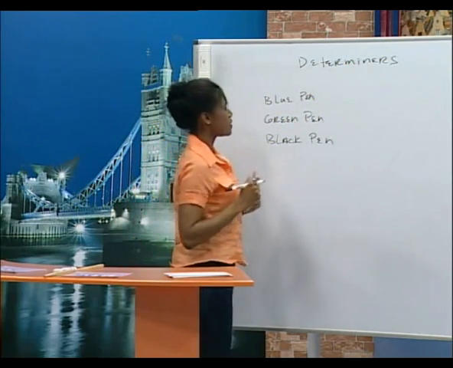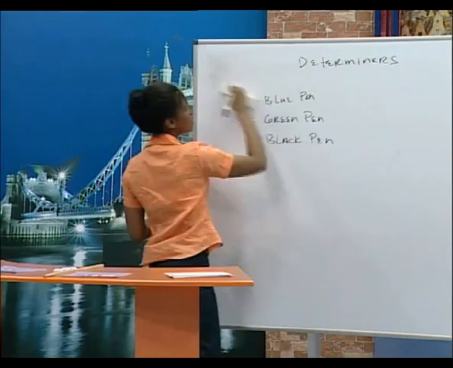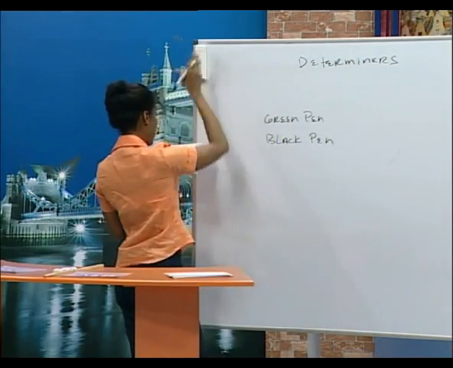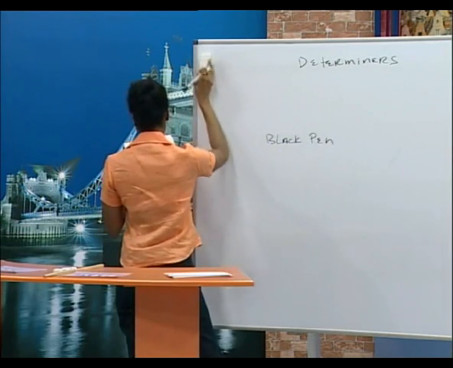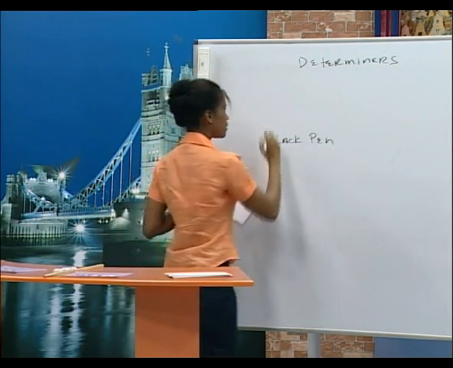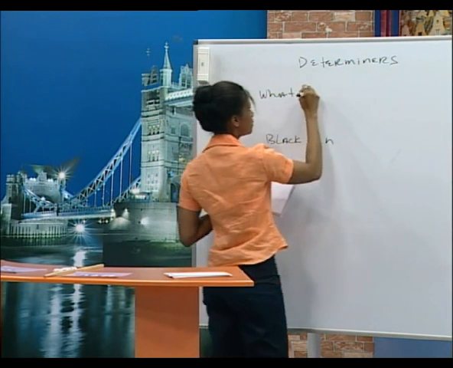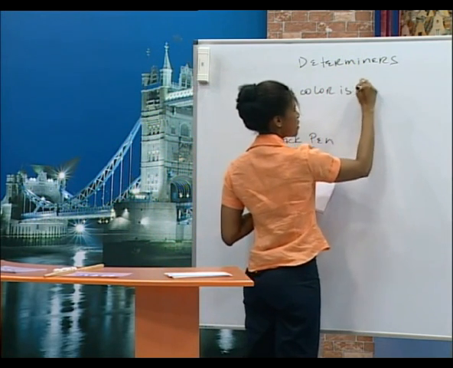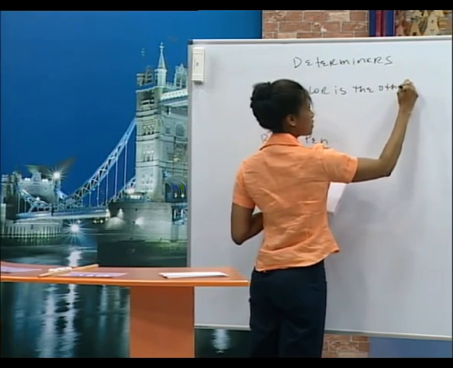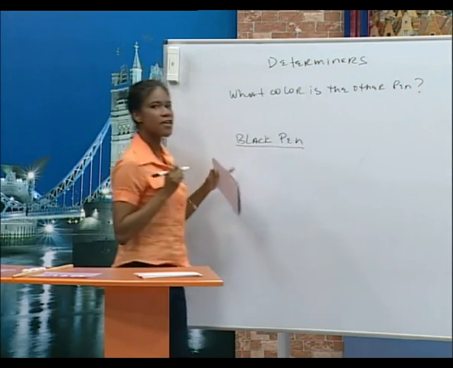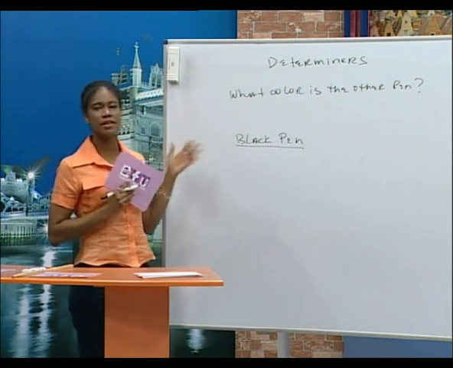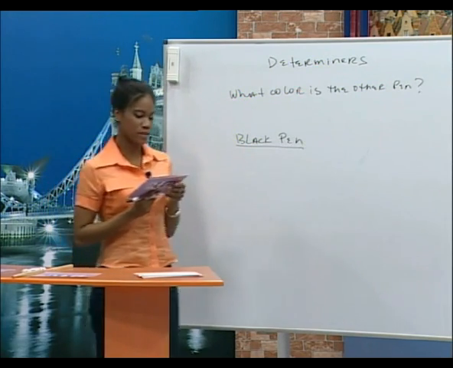Now, take another pen. I took the blue pen. Okay, the blue pen is gone. And another pen. I took the green pen. Okay, the green pen is gone. What color is the other pen? The other pen is black. Yes. We can say the other pen because it's the last pen in the group of pens.